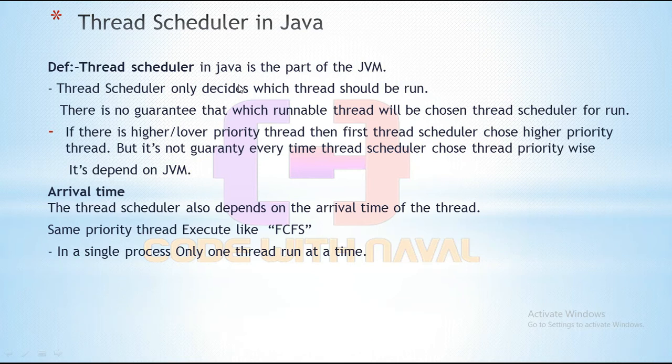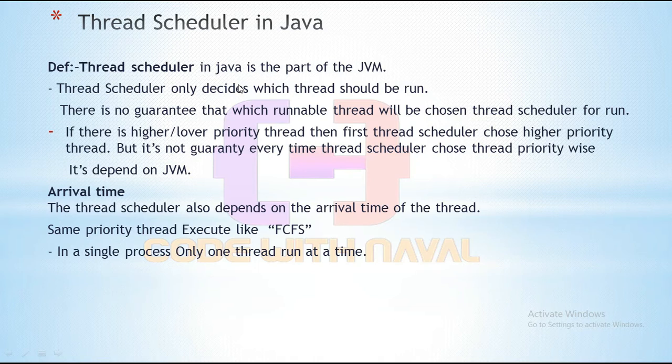Thread scheduler in Java is part of the JVM. The thread scheduler only decides which thread should be run. There is no guarantee which runnable thread will be chosen by the thread scheduler for a run. If there is a higher and a lower priority thread, then the thread scheduler first chooses the higher priority thread. But there is no guarantee that every time the thread scheduler chooses by thread priority. It depends on the JVM.